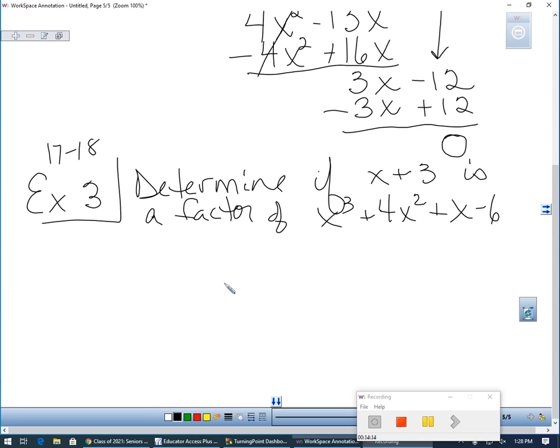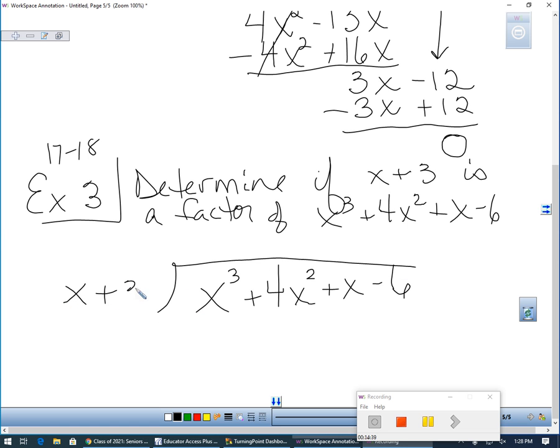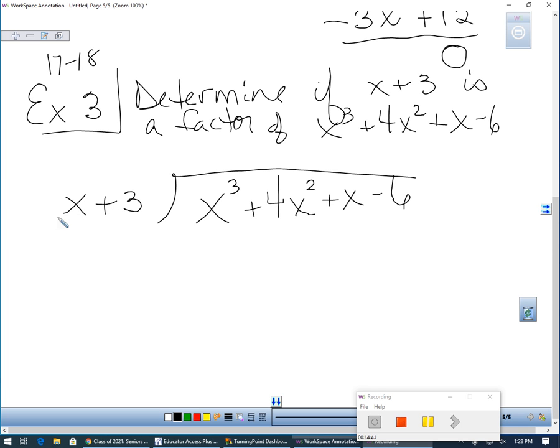Here we go. Last one. X to the third plus 4x squared plus x minus 6. We're dividing by x plus 3. All right. What times x gives me x to the third? X squared times x is x to the third. You guys sound so excited. X squared times 3 is positive 3x squared. Draw my line. Change my signs. 4x squared minus 3x squared is just 1x squared. Bring down my plus x.